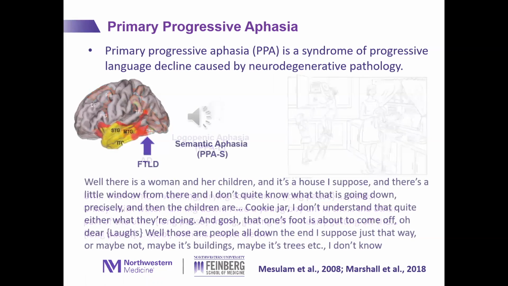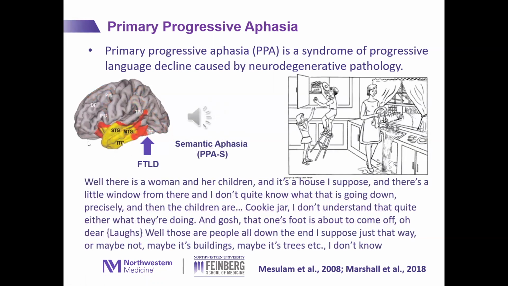And then this is how the semantic aphasic person will sound. They have the atrophy in the left, in right-handers, left temporal pole. What's going on in this picture here?